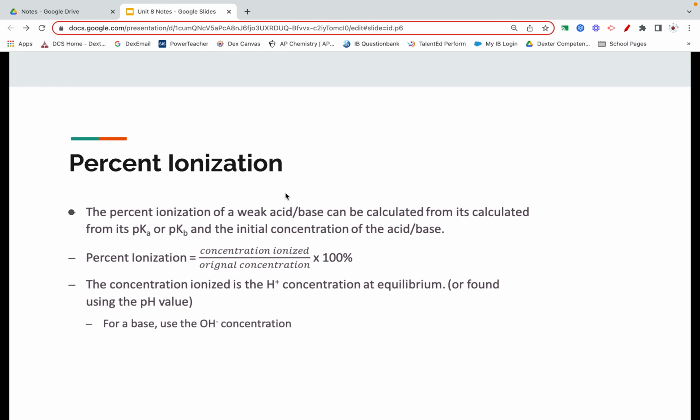Last but not least, we could talk about how much of our acid or base has been ionized. We know percents are just multiplying by 100. In this case, we're going to look at the concentration of ionized divided by the original concentration of either our acid or our base, times 100.